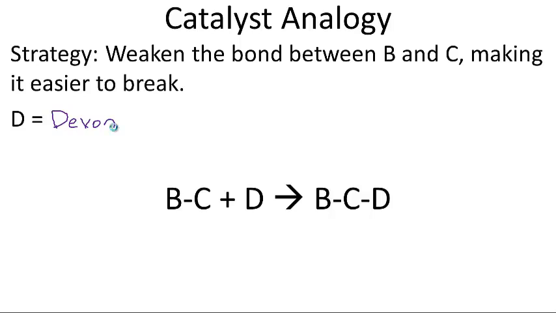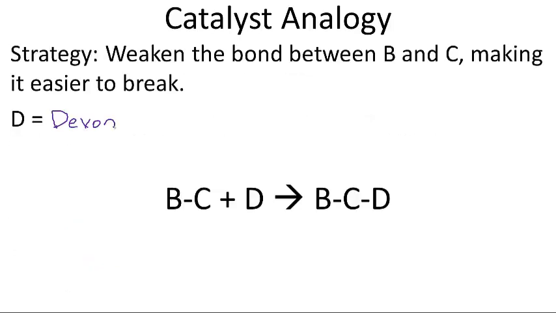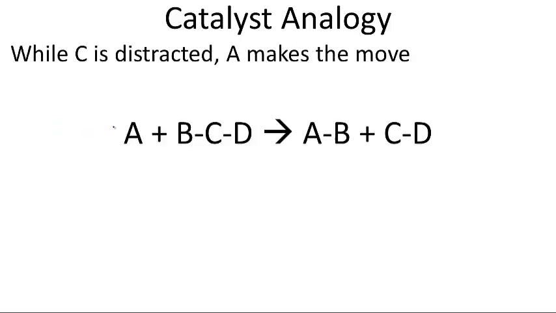Well, how does Bob feel about Caroline's relationship with Devon? Maybe not so happy. What's going to happen to the bond between Bob and Caroline now? It's going to weaken. All right. So now that bond is weaker, Amy sees her chance. She says, hey, Bob, how you doing? Long time no see. Maybe we could get together sometime.